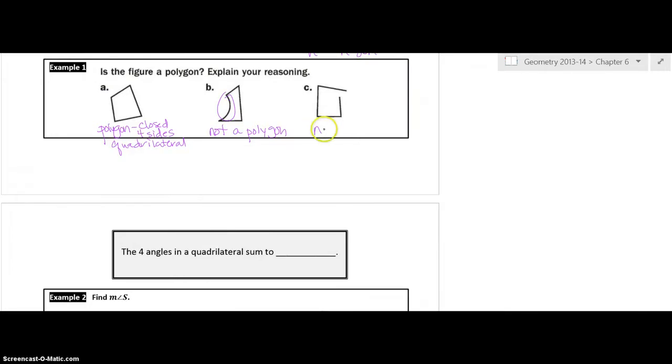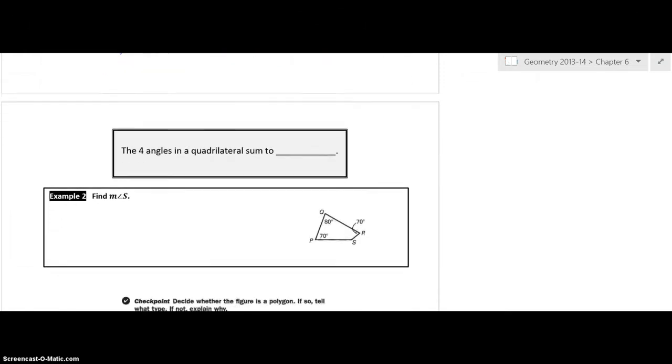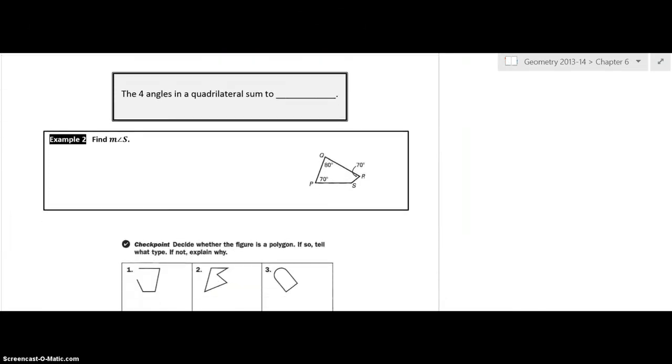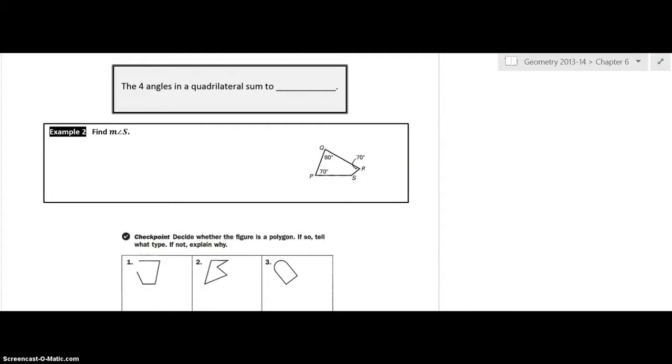And C is not a polygon because it is not closed. Those sides do not connect. Pause and finish writing all of that down. Okay, the next big idea in this section is that, remember, a triangle has 180 total degrees if you add up all 3 angles.